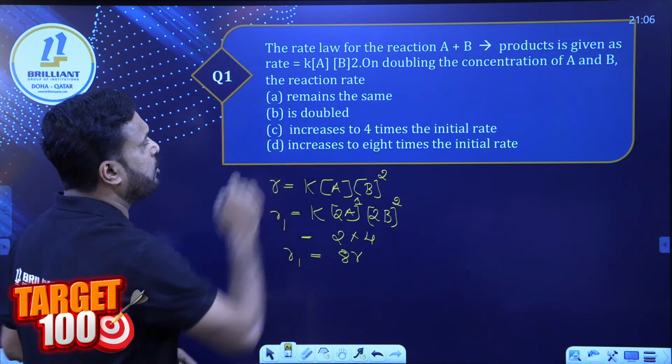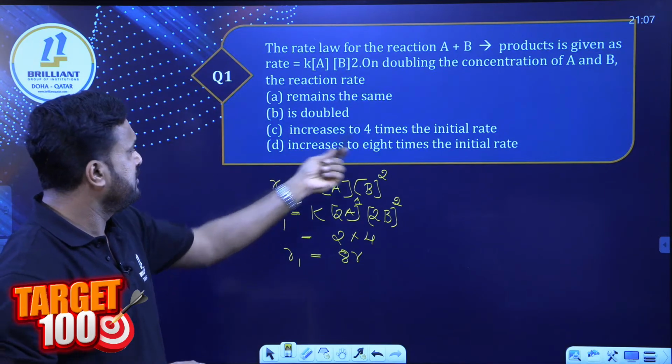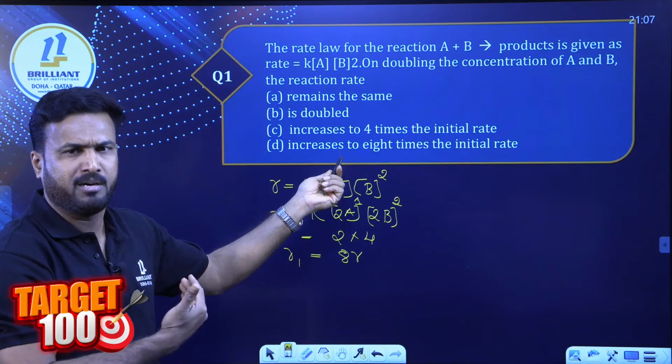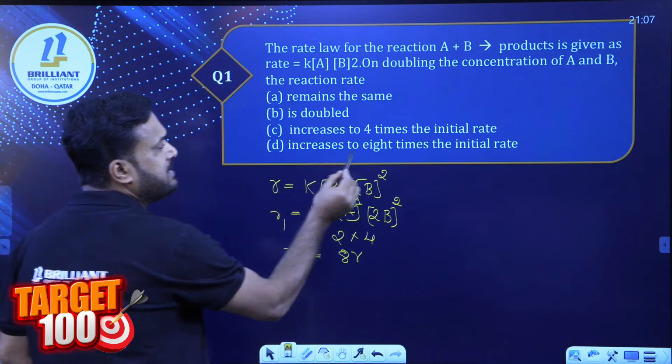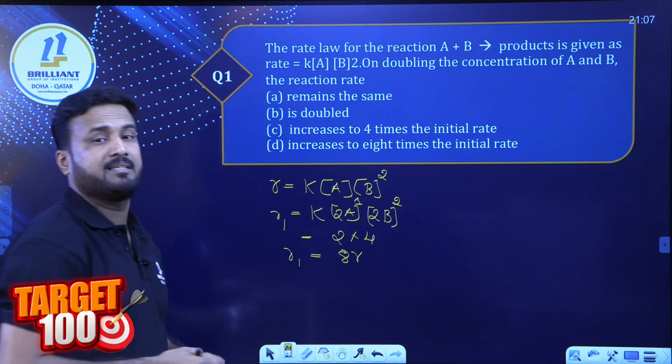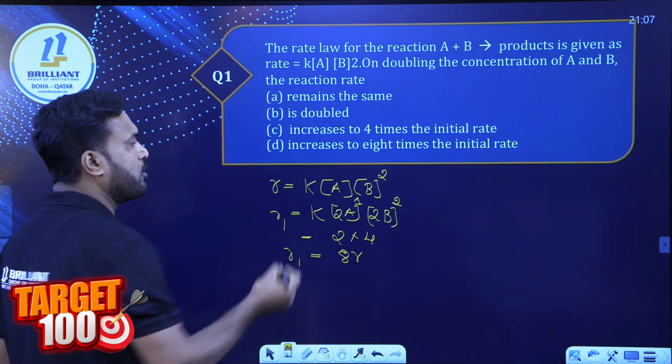So let's go for the options. Remains the same, double. It's an easy one. We can categorize this question as an easy question. So it increases to 8 times the initial rate. So the correct option is D.